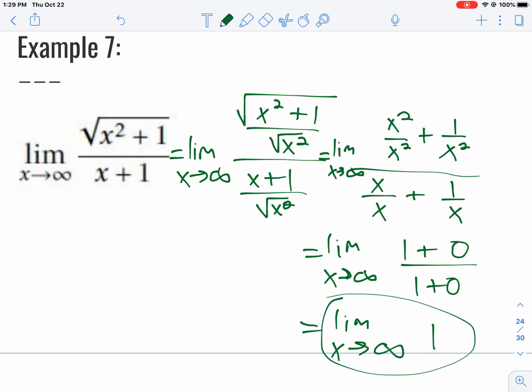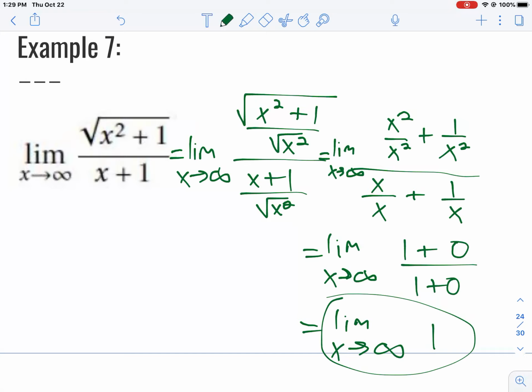Okay? Because 1 divided by 1 is 0. Now, the other way you can check is, again, you're going to compare the highest power of the numerator and denominator. The highest power of the numerator is the square root of x squared. The highest power of the denominator is x. It gives me x over x, which is 1. So in your head, you should be able to do it right away.